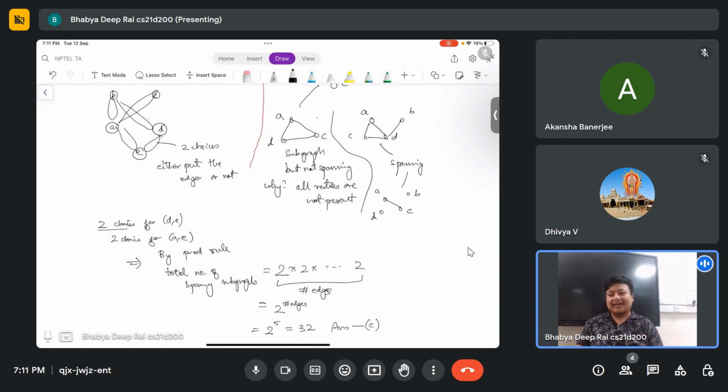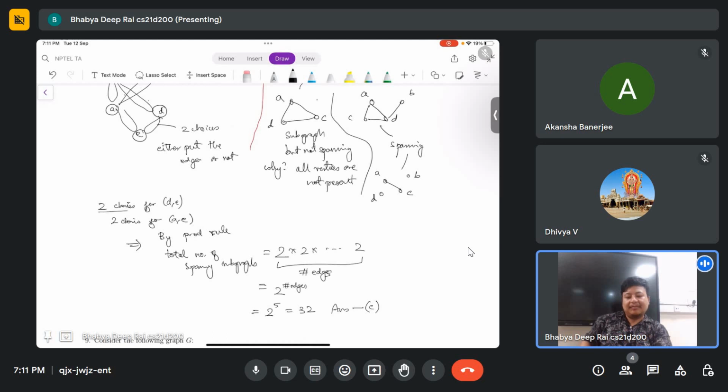I have two choices each, and each of these choices, true or false, will create a new spanning subgraph. Removing BA would create a new spanning subgraph. Keeping the BA edge would make a new spanning subgraph, right? So I just multiply using the product rule to find the number of such spanning subgraphs. And how many choices are there? The number of choices is equal to the number of edges here in this case, and 2 to the power 5 is 32, and the answer is finally C.